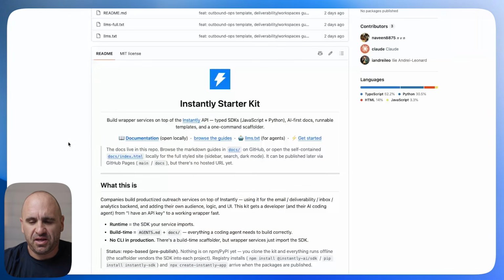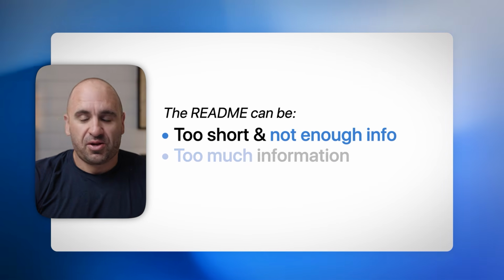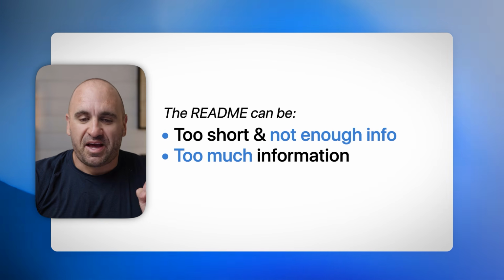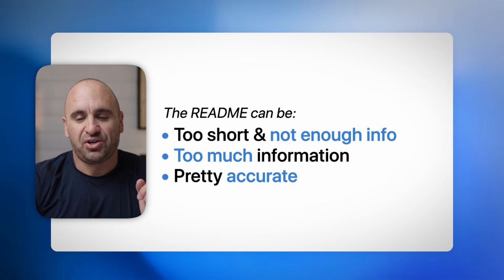You want to take the Readme with a grain of salt, especially with vibe coding, things like that. It could really be one of three things. It could be too short and not enough information, or it could be too much information. You're like, dude, this guy vibe coded it for real or something like that. Or third, it can actually be pretty accurate, in hopes that it's actually a good Readme file.